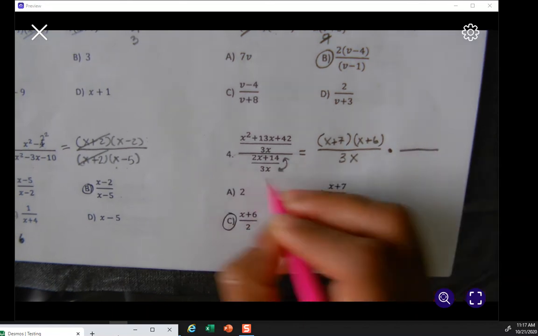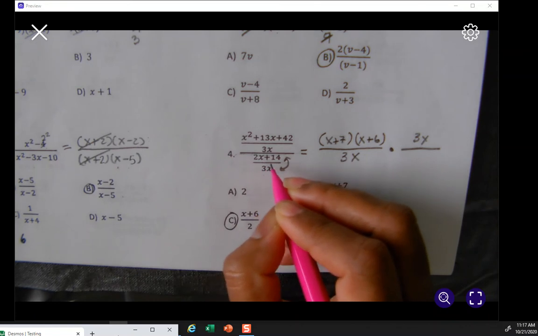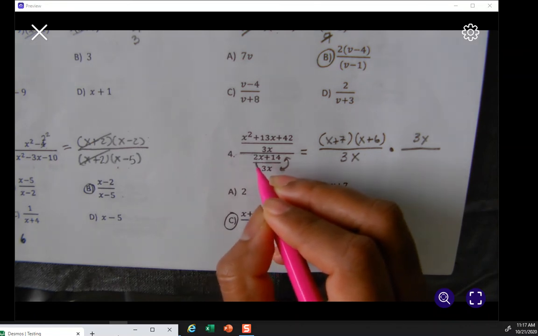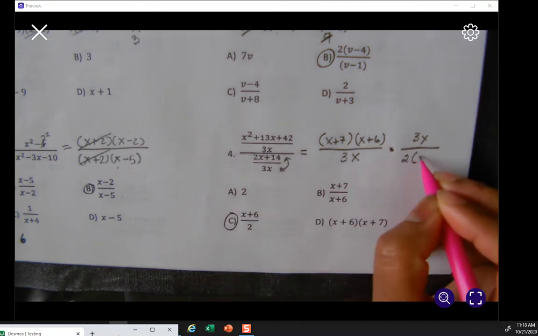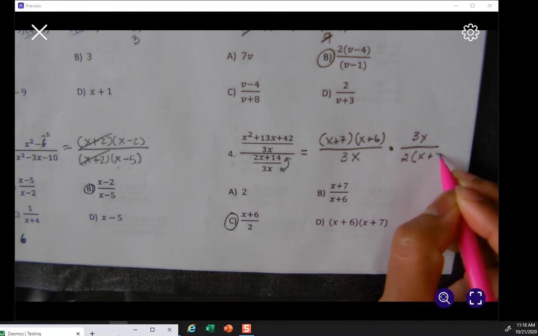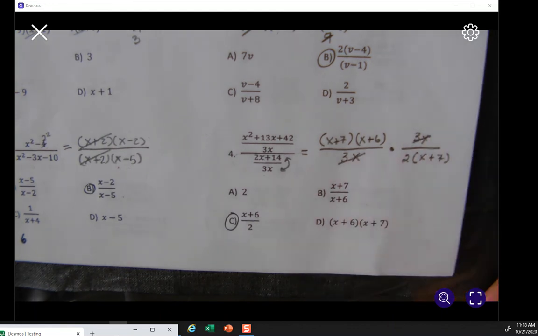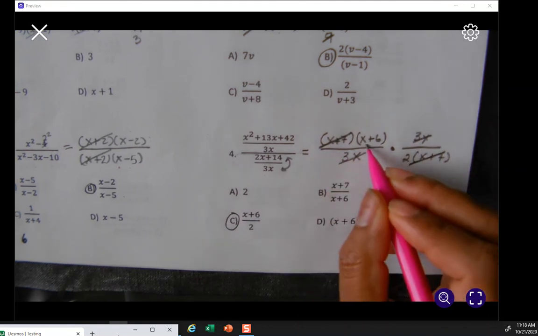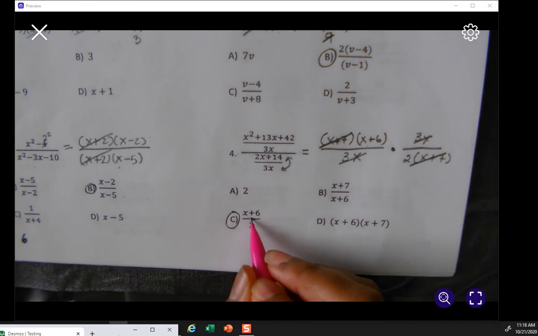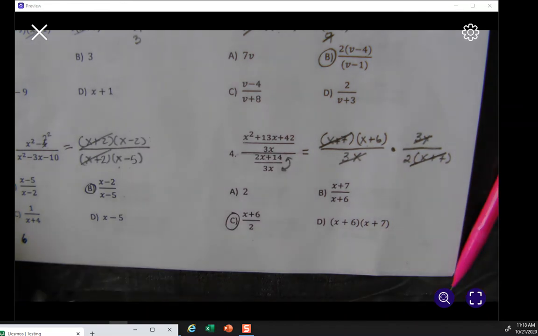So you're going to have the 3x in the numerator, and then over here I can factor out a common factor, the greatest common factor. So 2 comes out of this. So I have 2 parentheses x plus 7. Okay, and then now cross these out. I don't know, I just love crossing these out. And then so you have x plus 6 over 2, which is my answer. Okay, I'm done. Thanks, guys.